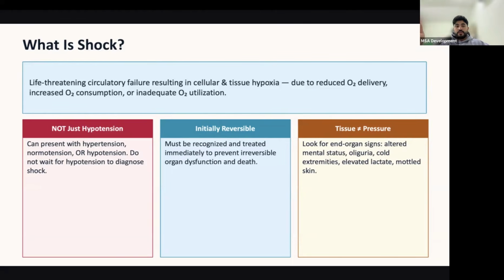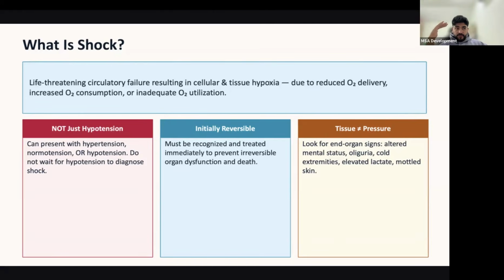inadequate oxygen utilization. Now, when we say shock, people usually think, oh, the patient is going to be hypotensive. No, usually they can be hypotensive, or they can have normal tension. All right. So you do not need to wait for the patient to become hypotensive to diagnose him with shock. All right. If we are able to catch it in the early phases and intervene, initially it's going to be reversible. Okay?